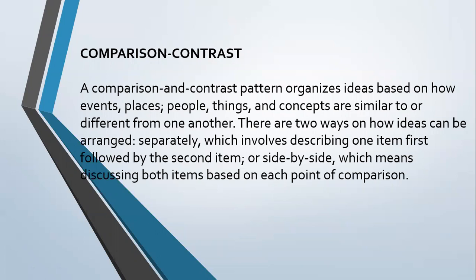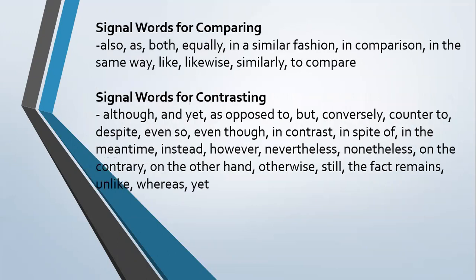So in this type of pattern of development, you may use a Venn diagram in order to show the visual representation of the text. Okay. Signal words for comparing: also, as, both, equally, in a similar fashion, in comparison, in the same way, like, likewise, similarly, to compare. So signal words for contrasting: although, and yet, as opposed to, but, conversely, counter to, despite, even so, even though, in contrast, in spite of, etc.